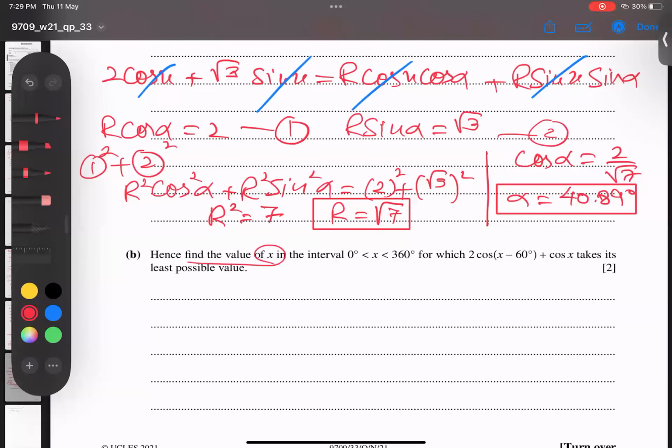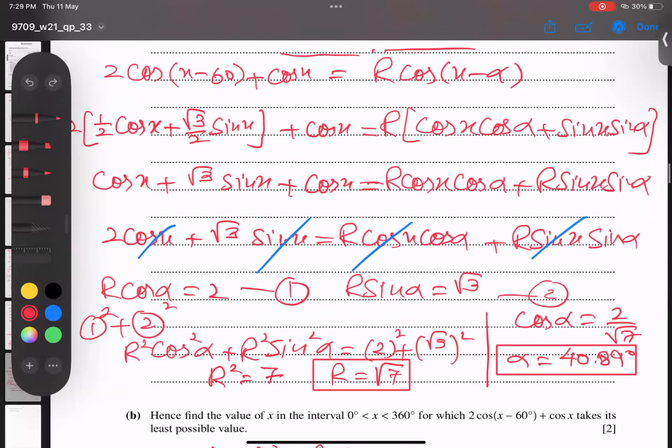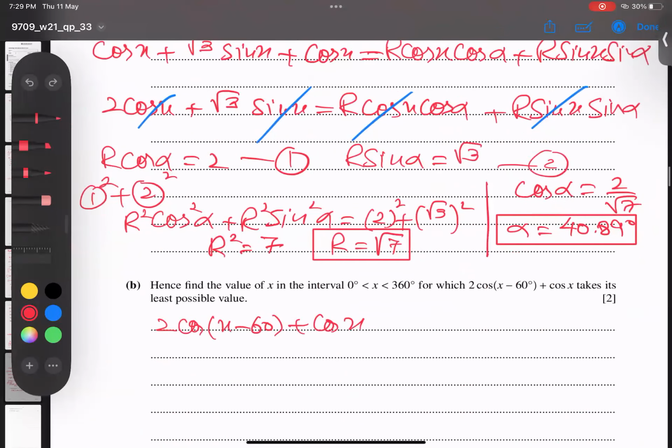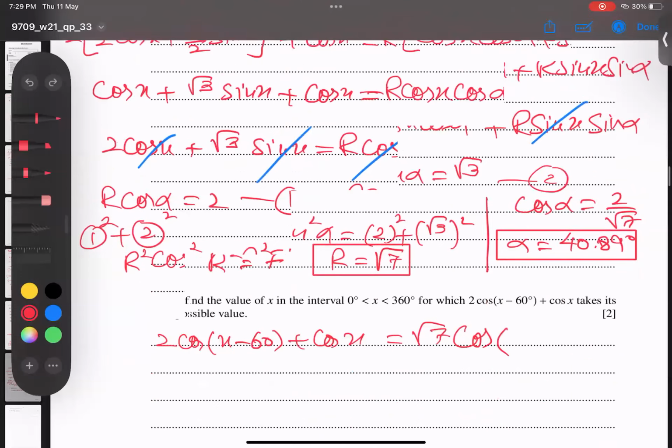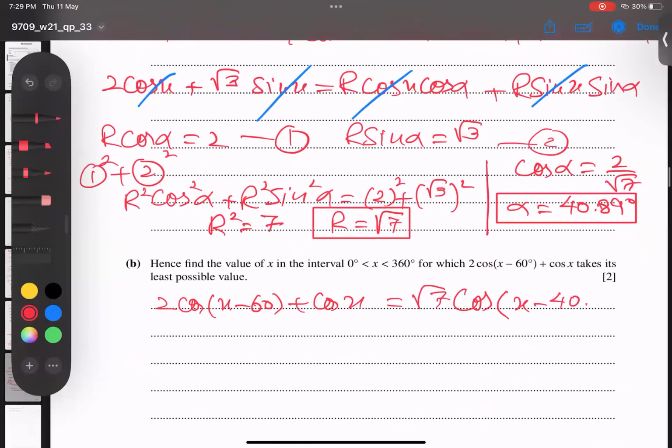See, it is matching. So what I'm doing, and this is going there, and r is √7. I'm writing √7, and cos in the bracket I'm writing x minus alpha, which means x minus 40.89. All right, done it. And now what he's asking us here is what is the least value.